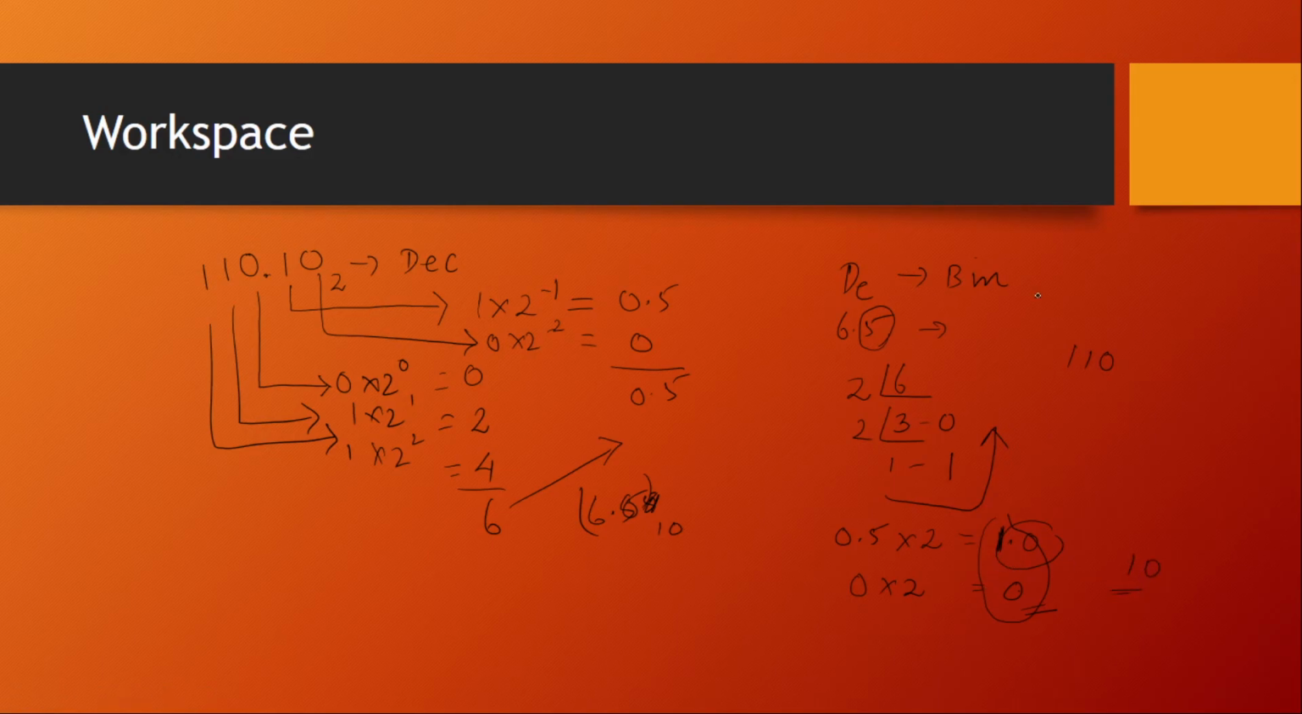Initially I had 110 with me. Now I have 10 with me. So the final answer is 110.10. So that's how we do conversion between decimal and binary in terms of fractional numbers. In terms of normal, whole numbers, we have already seen that in the previous slide.